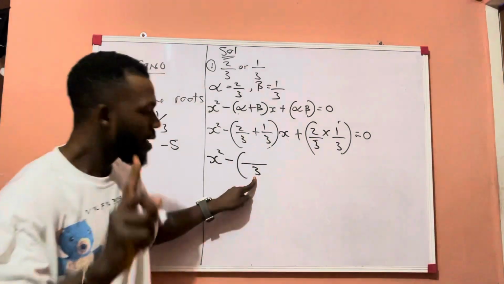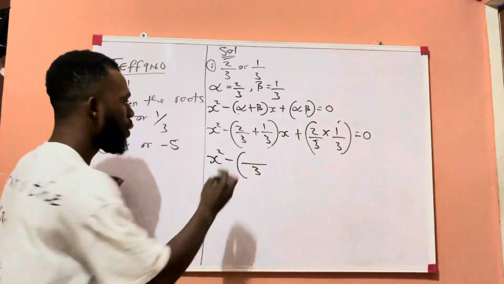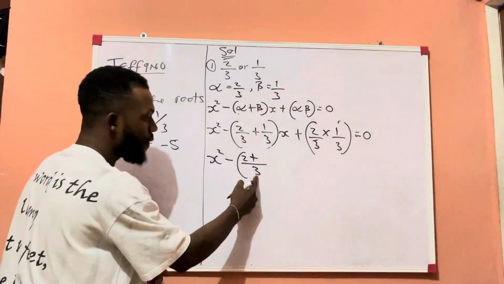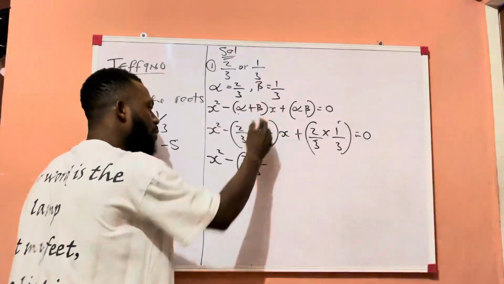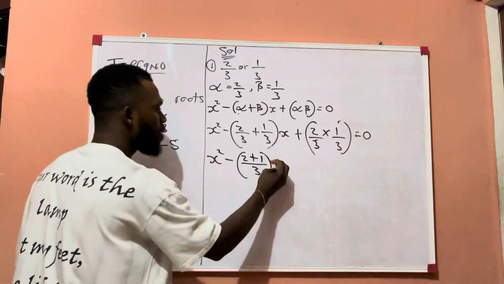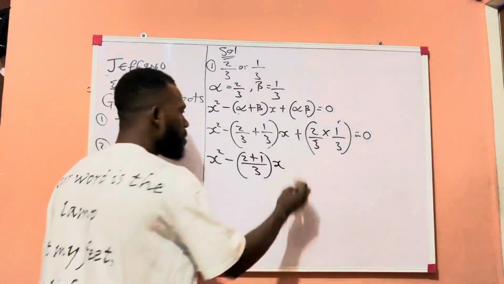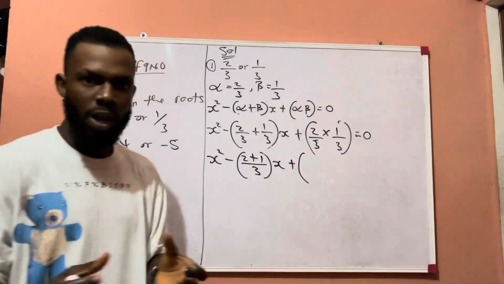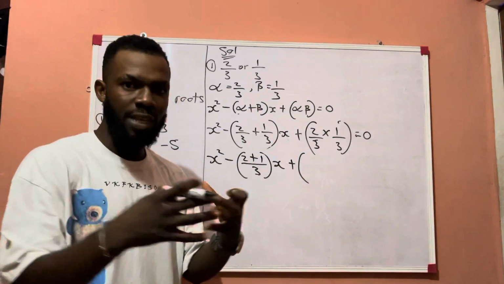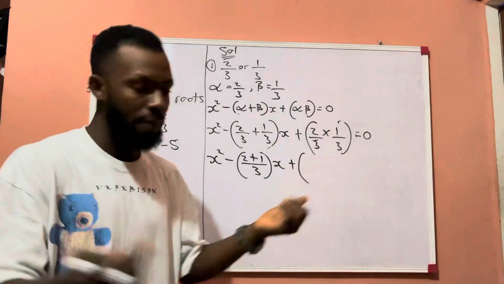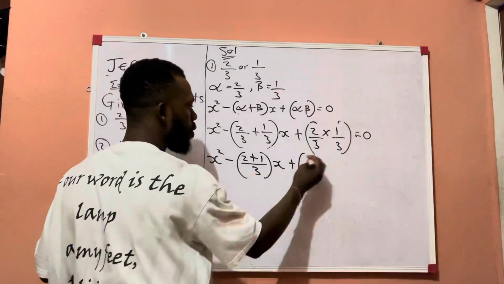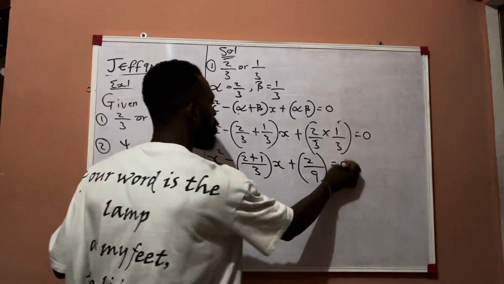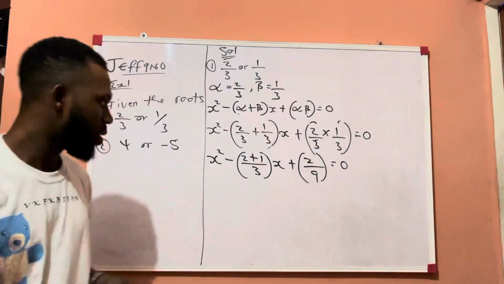It is 1 times. Now, 1 times 2 will give us 2 plus, how many times will 3 divide 3? 1 times. 1 times 1 will give us 1. Bracket, what do we have? X. Plus, now, this is multiplication. You don't look for the LCM when the multiplication sign separates fractions. So you just multiply. Now, 2 times 1 will give us 2, and 3 times 3 will give us 9, equal to 0. Now, let us proceed.